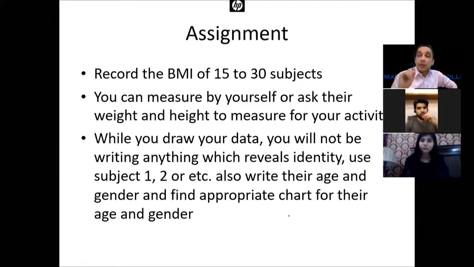And please try to be very honest. I mean, I can write any number for any XYZ people for my assignment, but do not try to follow this for an assignment. Just try to help other people. Try to let people know about the BMI. As many people as you can.